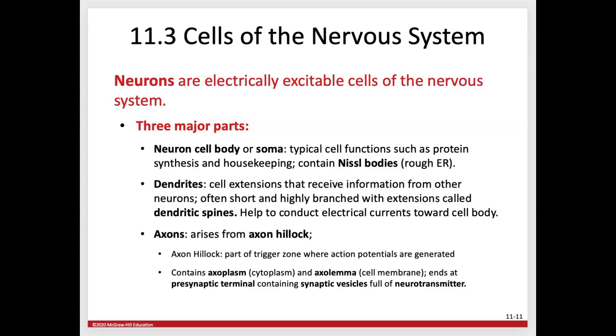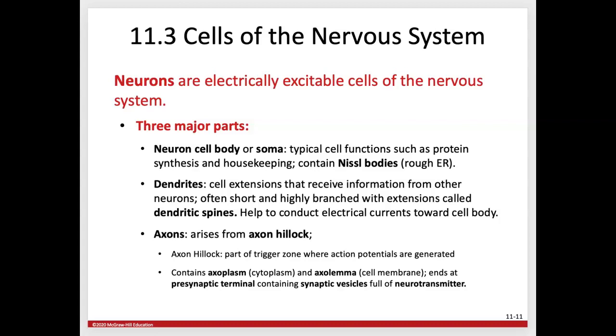The axons also contain the axoplasm, which is the cytoplasm, and the axolemma, which is the cell membrane. The axon ends at the presynaptic terminal, and you will hear me refer to it as the terminal end, because some of the books use different terms for these. Within those presynaptic terminals, or the terminal ends, there are synaptic vesicles.